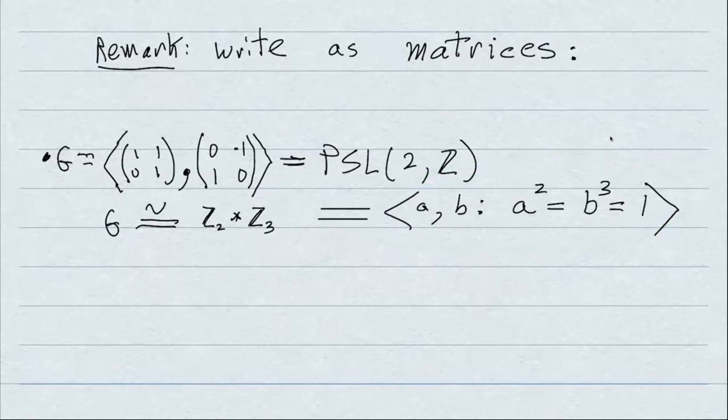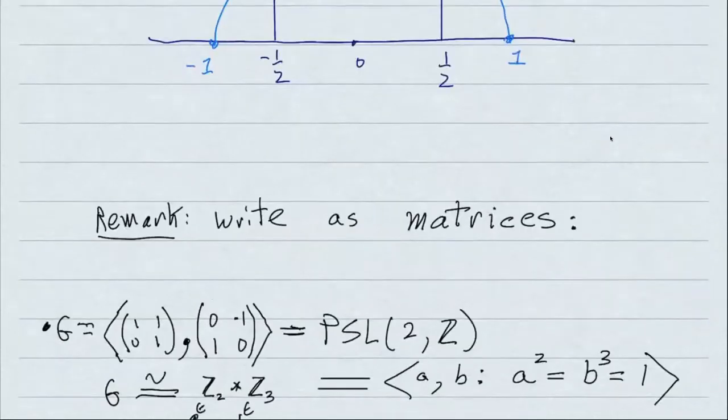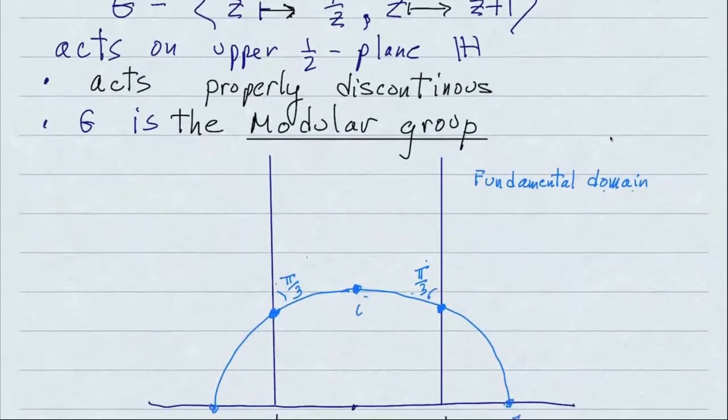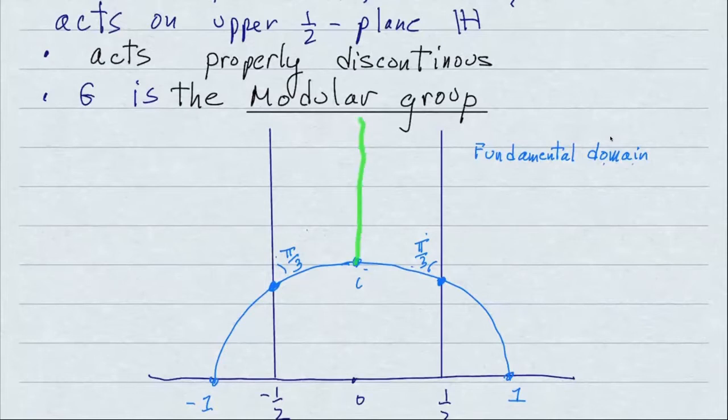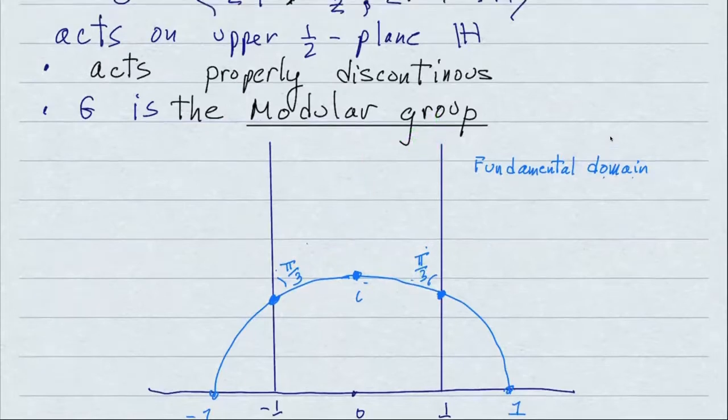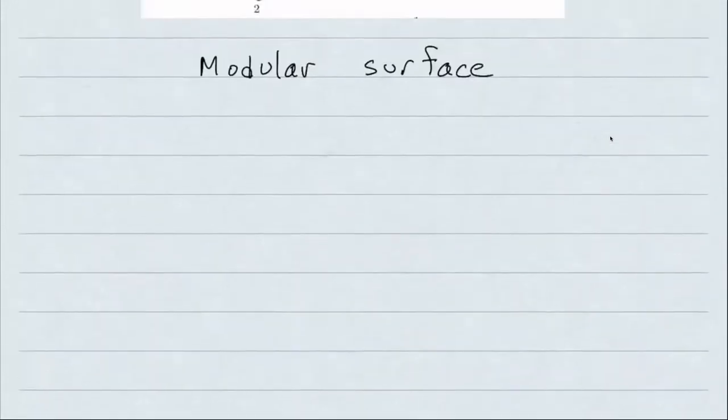I'm going to look at natural generators later: the generator of Z2 is going to be called A, and the generator of Z3 B. Back to this picture, when you glue this side to this side, this is an order 2 cone point, and then this side gets mapped to this side, and this is an order 3 cone point, and then you have the cusp at infinity. This is the same as taking this triangle with angles pi over 2, pi over 3, and angle 0 up here, and gluing it together. What you get is the modular surface.